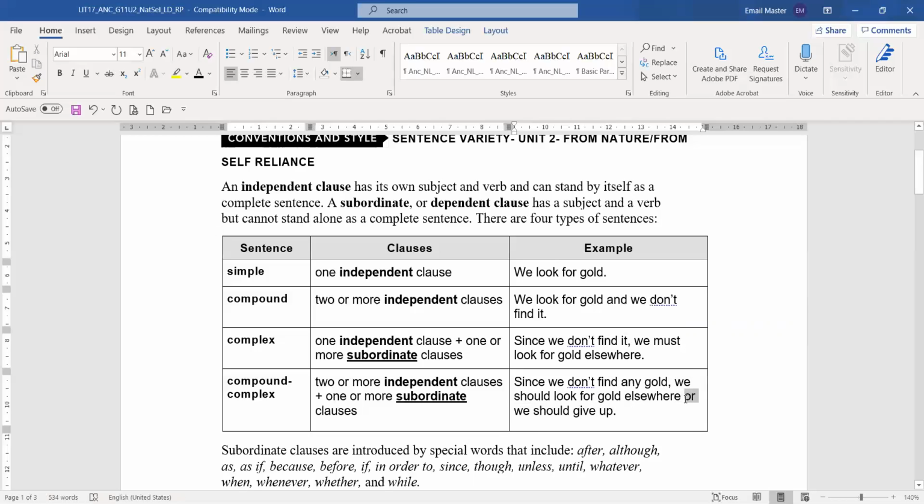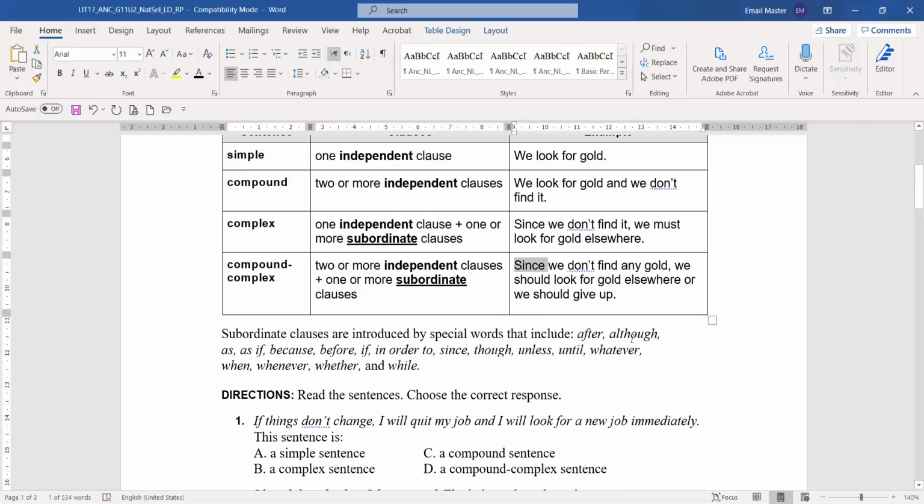So basically you need to see in a compound and complex sentence one FANBOYS that connects two sentences and then one complex sentence, which uses different conjunctions like after, although, as if, because, before, etc.